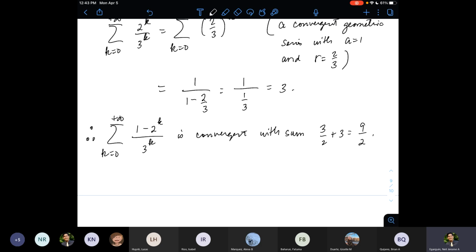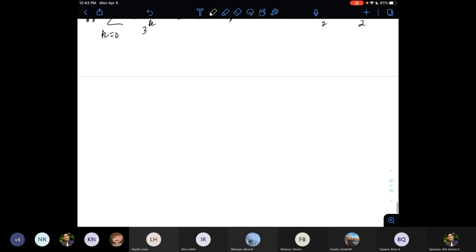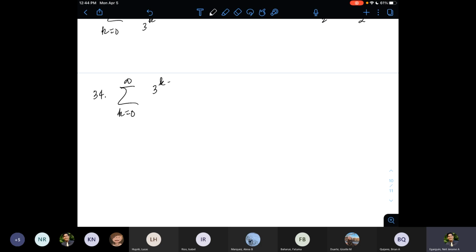All right. Okay, Fatuma is suggesting one. Is this number 34 from this worksheet? So let me call it 34 as well. Summation from 0 until infinity of 3 to the power k minus 2 all over 2 to the 2k. Right.